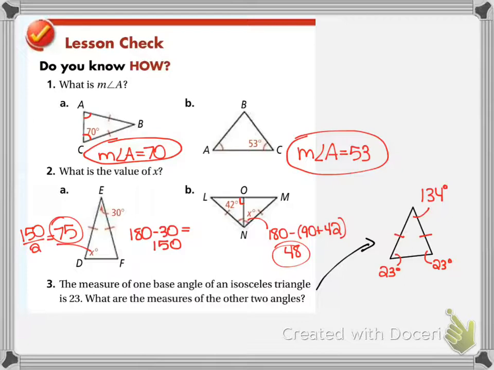Here, we know that this is a right angle because we're told that if it bisects the angle, it's perpendicular to the side. So that means that this triangle would be x plus 42 plus 90. If we subtract what we know from 180, we get that the value of x there is 48. And then in the last one, the measures of the other angles in that isosceles triangle would be 34 and 23.